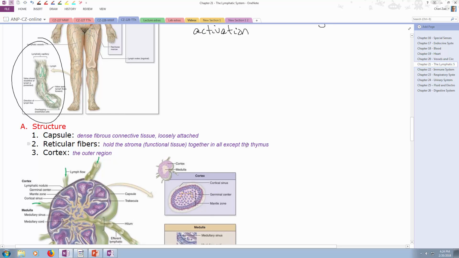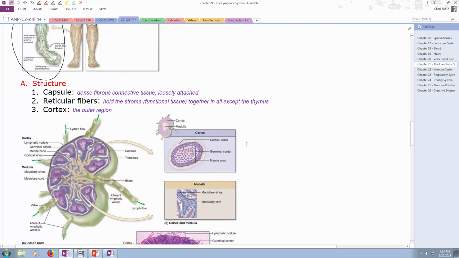Lymph nodes have a distinct structure to them. They have a capsule, as most organs do. It is dense, fibrous connective tissue, but what's really interesting, it is actually loosely attached. Most of our capsules are tightly attached to the organs that they are covering up. Inside our lymph node, we are going to find a lot of reticular fibers. You guys remember reticular fibers are made out of collagen, but they're thin and lacy-like. So they have a reticulated or interwoven pattern. They hold the stroma, and stroma is a term that refers to the functional tissue of the lymph node, together.